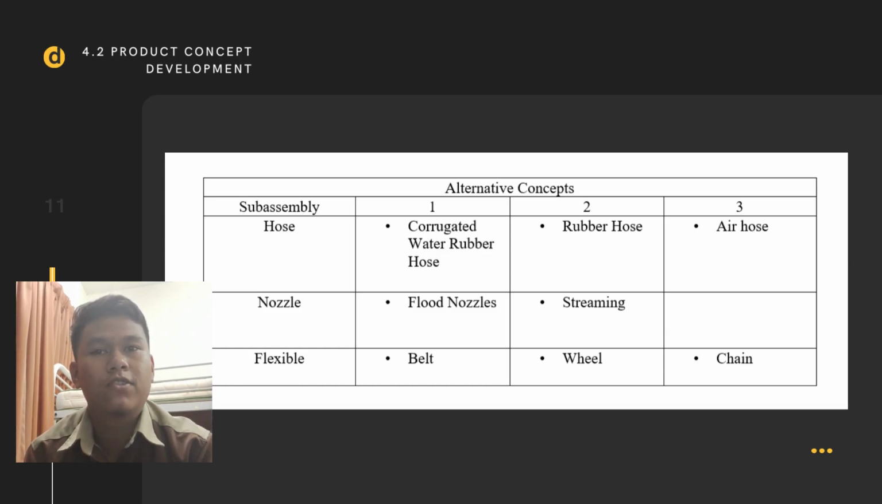So for the first part, which is the hose, we come up with three alternatives, which are first, carbureted water rubber hose and air hose. So for the nozzle, we got flat nozzle and streaming, and the flexible part, which is bag, wheel and chain.